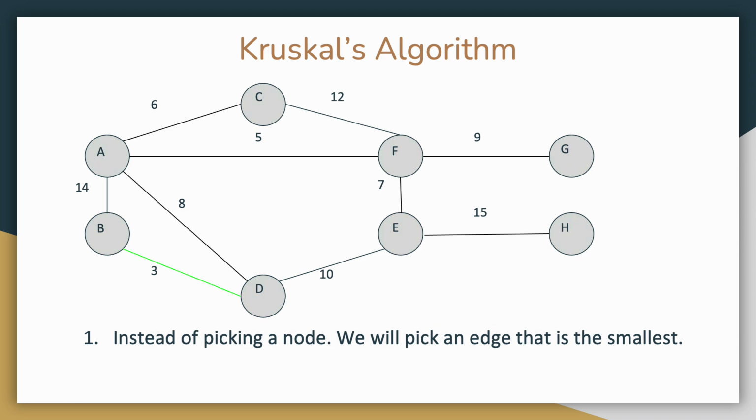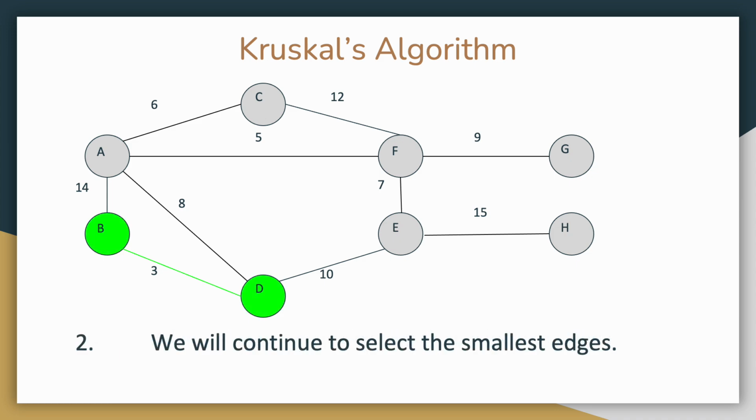Now we will discuss Kruskal's algorithm. Instead of selecting the first node, we're going to select the first edge. This algorithm is based on the lowest costing edge instead of the first node via the lowest costing edge. We will continue to select the lowest costing edge and slowly create one tree at a time, slowly creating the minimum spanning tree.